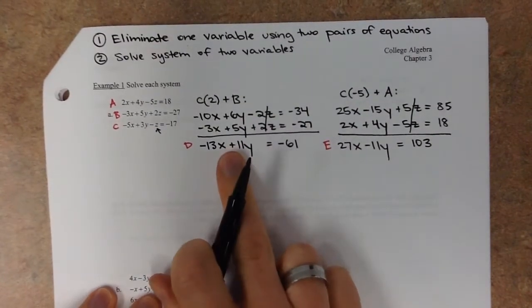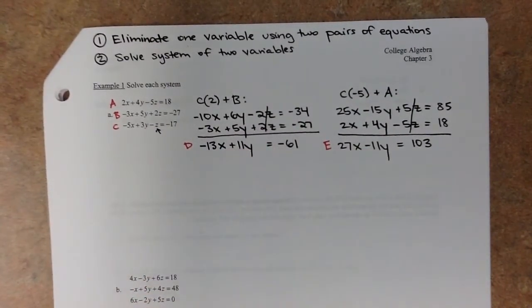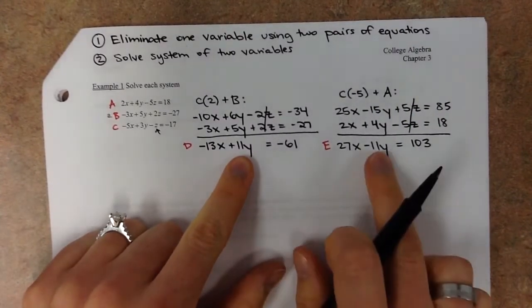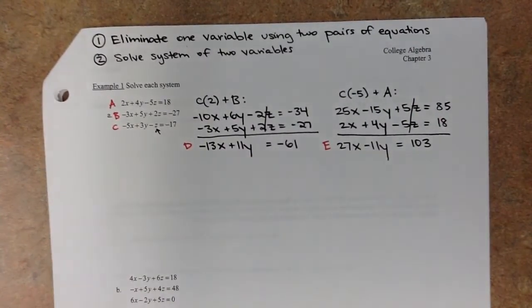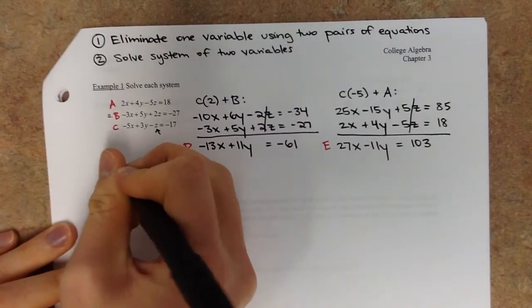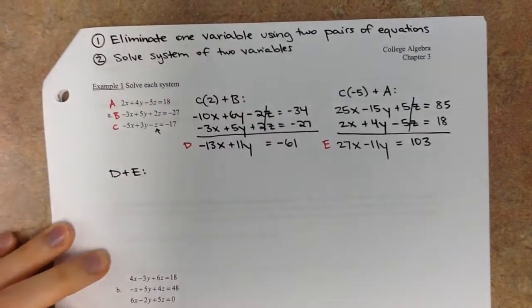So these two, if we're taking a look at equation D and E, these are beautiful for the elimination method. Notice I have a positive 11y right here. I have a negative 11y right here. I don't even need to work for it. They're ready to cancel out right now. So for step 2, I'm going to combine equation D with equation E.